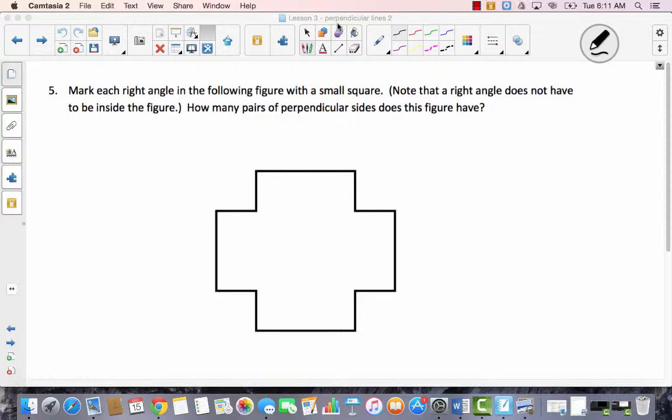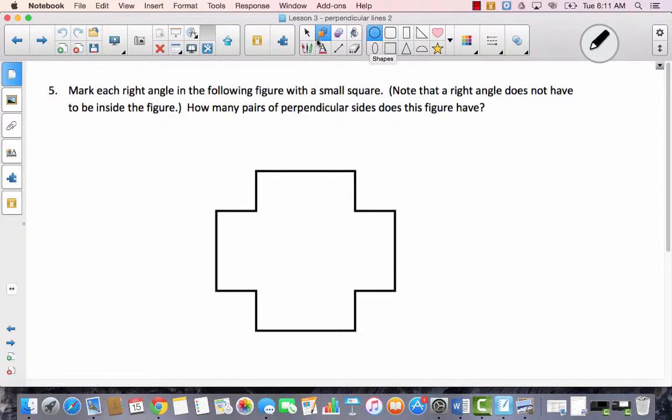All right, so hopefully you've gone ahead and marked all the right angles that you can find, and I'm going to mark all the right angles that I can find. So I'm just going to go ahead and use my pen, and remember it said they don't have to be inside the figure, but I'm going to start with the ones that are inside the figure. So here's a right angle. My squares don't look perfect, and here's a right angle. All of these corners are right angles. So hopefully you went around and marked every single one of these, okay?